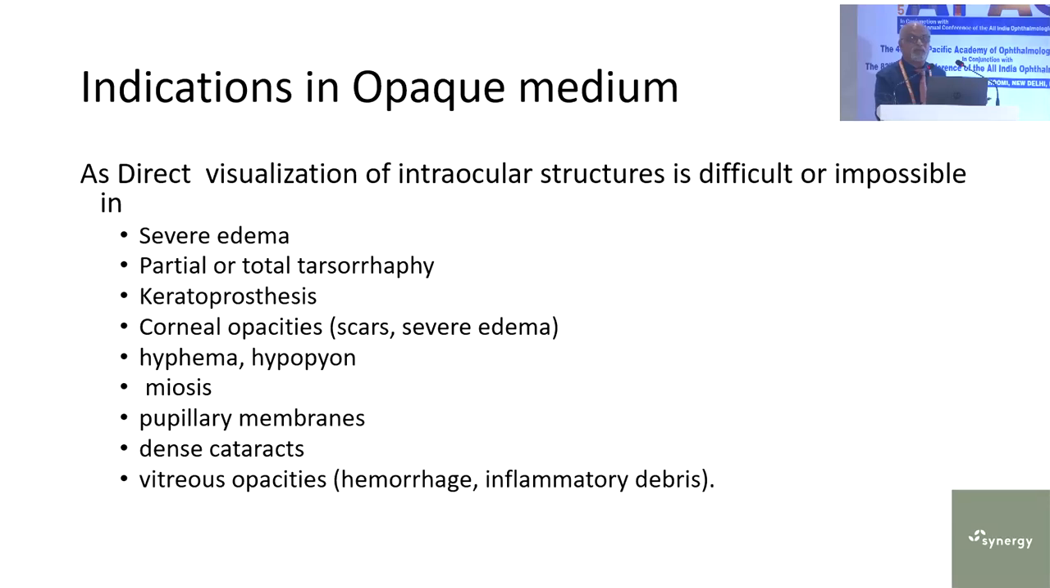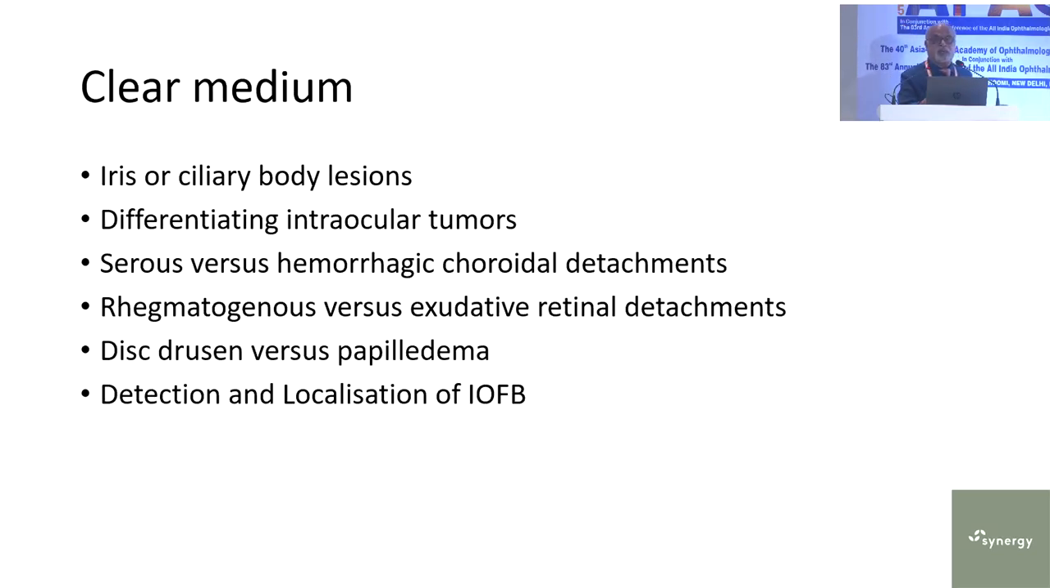And we have the various indications in the opaque medium: the edema, torsography, keratoprosthesis, corneal opacities, hyphema, hypopyon, miosis, pupillary membranes, cataract, and vitreous opacities. Even in clear medium, we have certain indications, especially the intraocular tumors, differentiation between whether it is a cystic mass, a hemangioma, or a tumor.